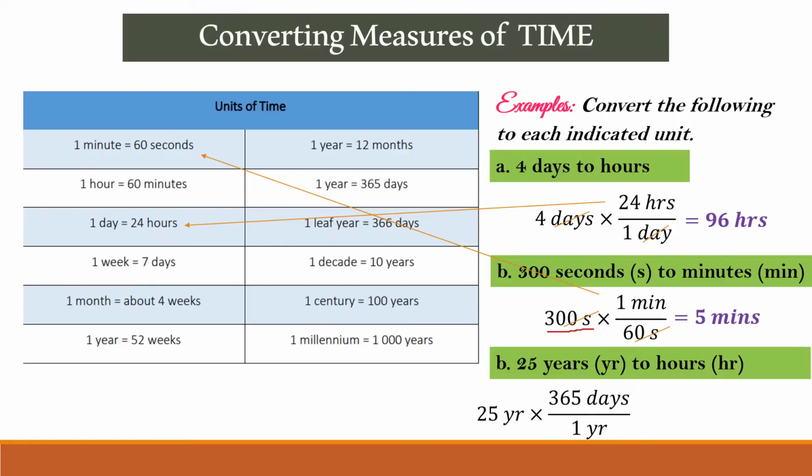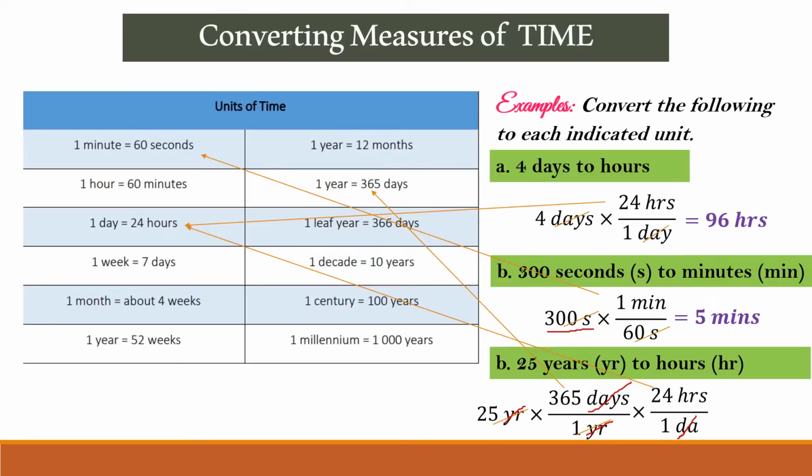So we write our given 25 years times our unit fraction. We are going to convert it into days. So we have 365 days over 1 year. And then we multiply with another unit fraction. This time, we use 24 hours over 1 day. Okay, so we can now cancel year to year, and then days to day.